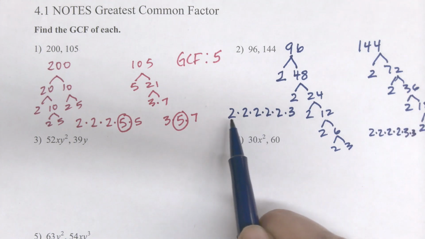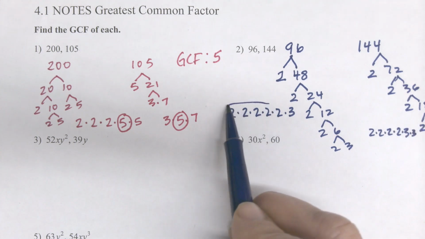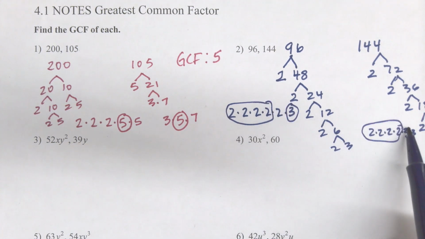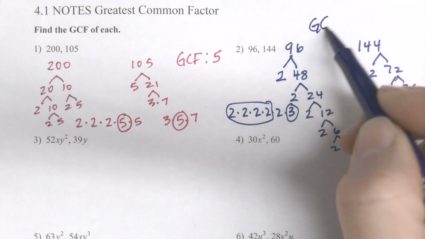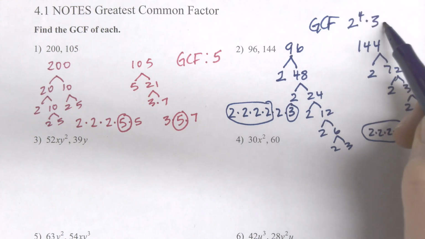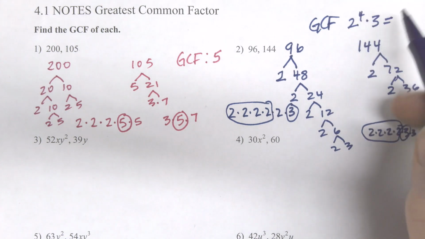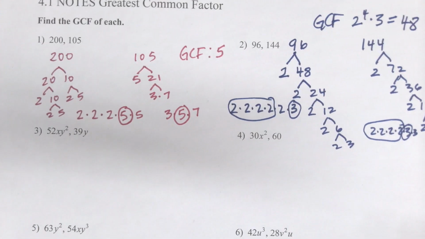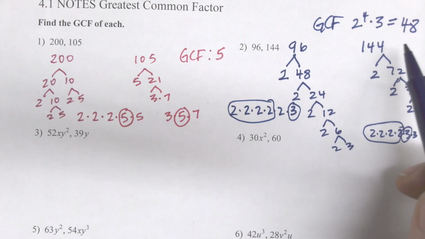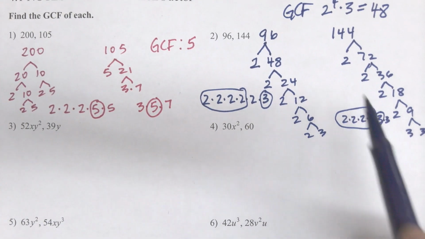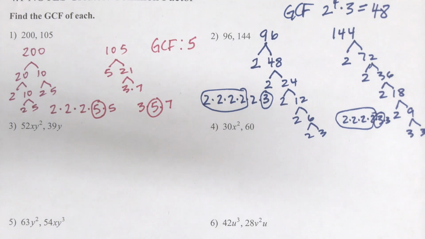Now they both share 1, 2, 3, 4, at least 4 2s and a 3. So 4 2s and a 3. So my GCF is 2 to the 4th times 3, or when I multiply that together, I get 48. So that one's a kind of big greatest common factor. Oops, I just went off the screen on that one, but I'm pretty sure you know what I was doing when I was breaking it down. So that's kind of what you did yesterday.